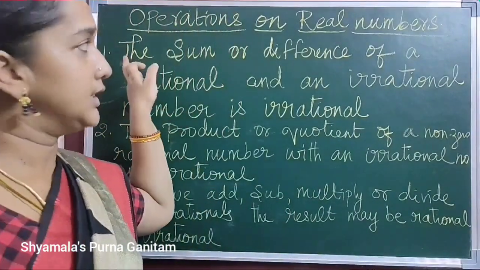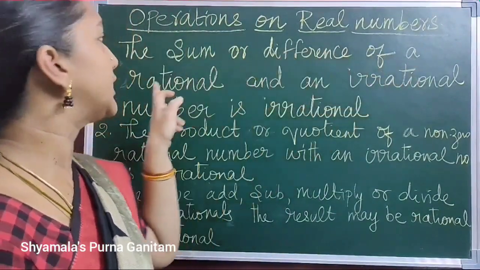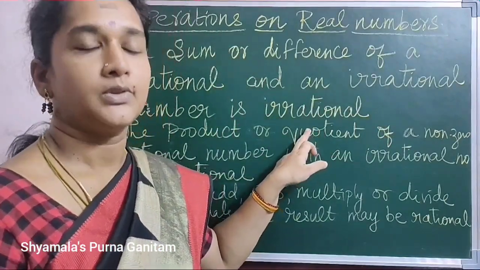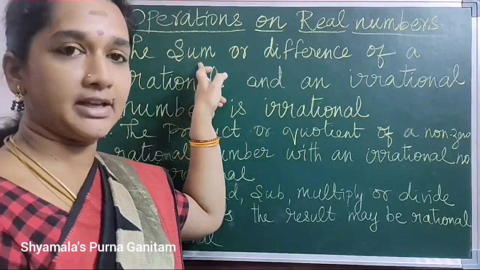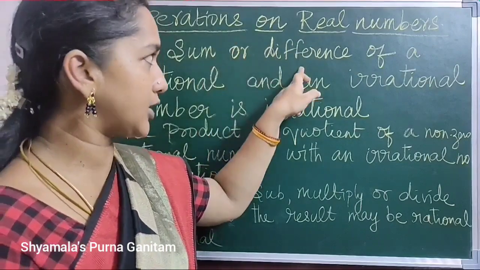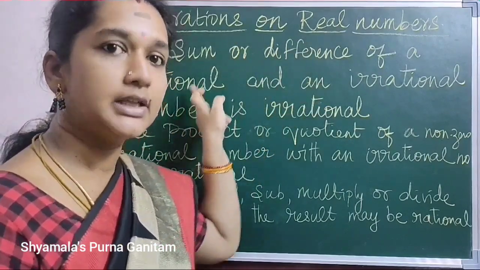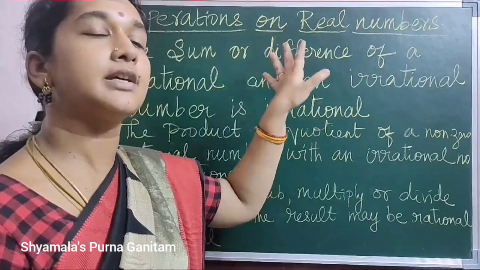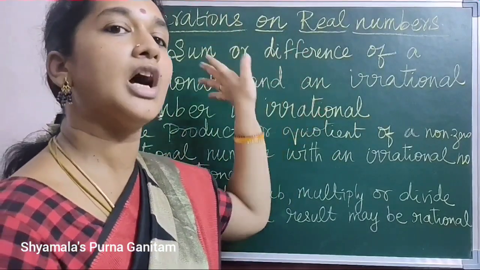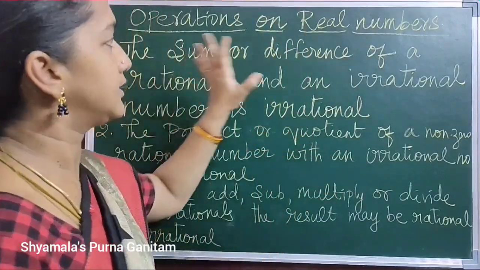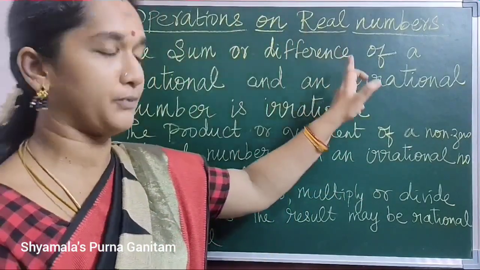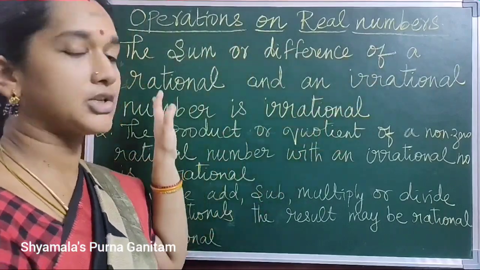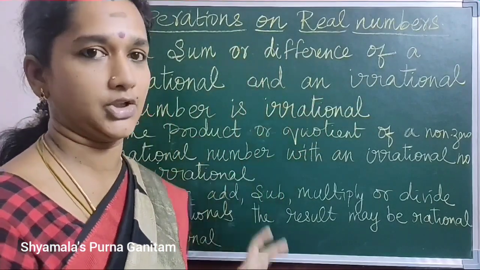Okay. First one. The sum or difference of a rational and an irrational number is irrational. So, when you are doing addition or subtraction of a rational and an irrational number, the result is irrational. This is the result that we got after doing all those things. That is the sum or difference. Sum or difference of a rational and an irrational number is irrational.